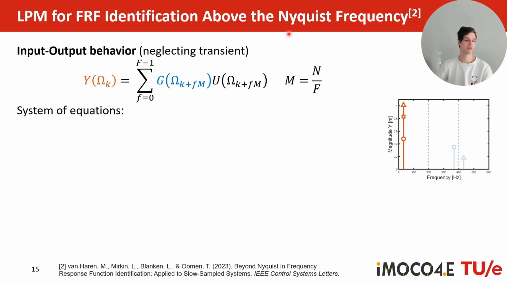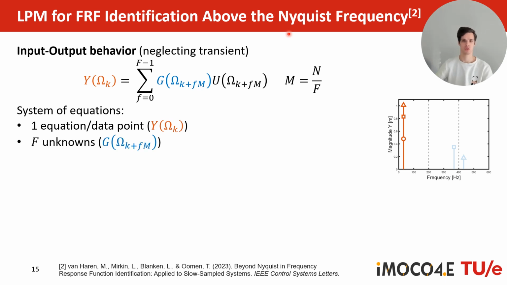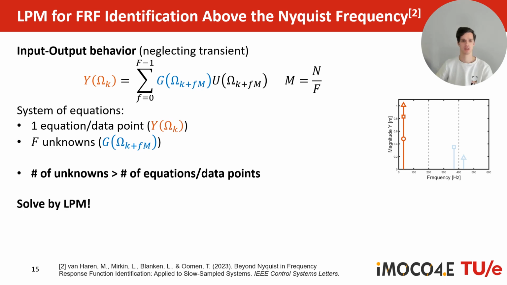And for this setup, we can also create a system of equations, where in this case we have again one equation or data point, y, but we have f unknowns, so that would be the system terms at the different frequencies. So for this case, the number of unknowns would be higher than the number of equations, and hence the system of equations is not solvable for G. But as we learned previously, we can really easily solve this by local parametric modeling.